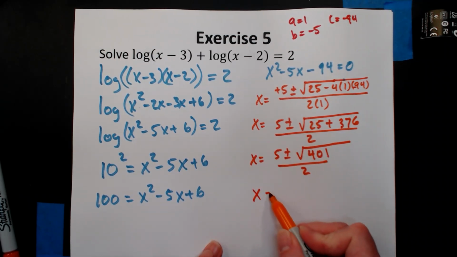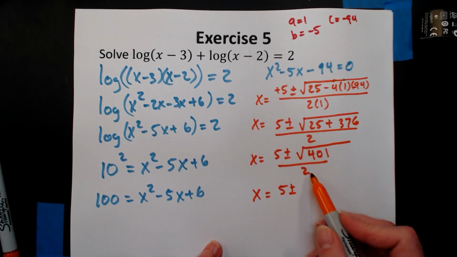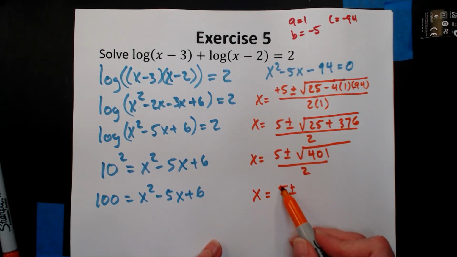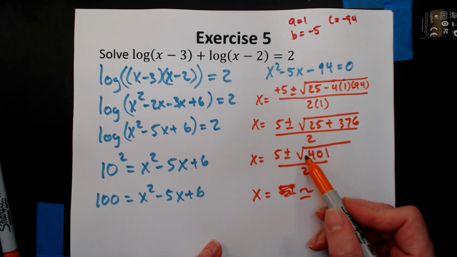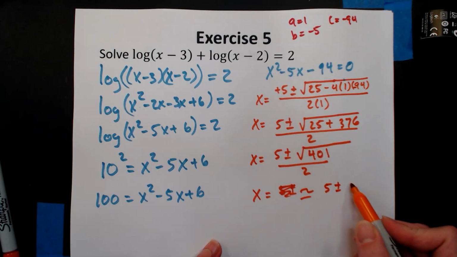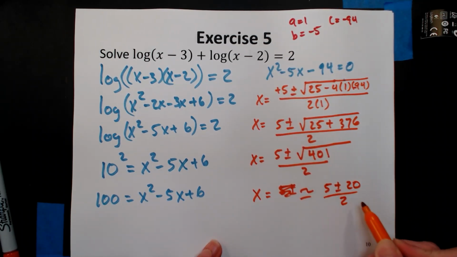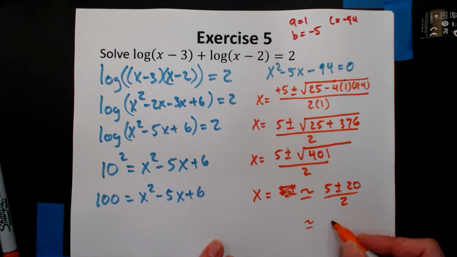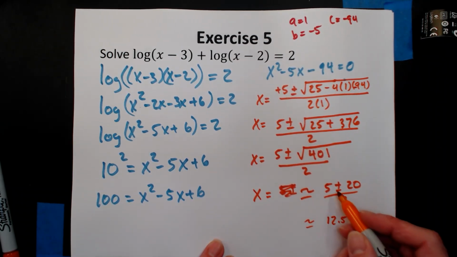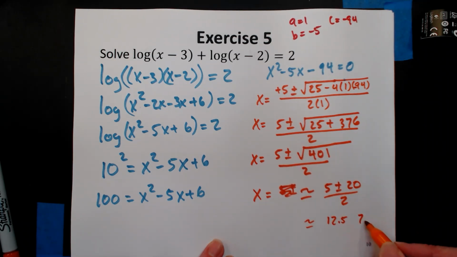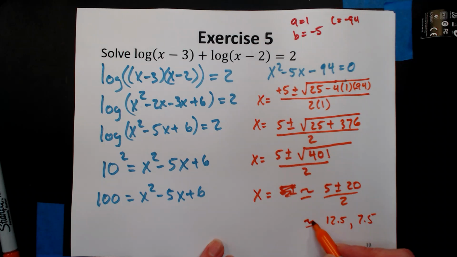We have x equals 5 plus or minus, and that's about all we can do because 401 is not a perfect square. But if we wanted to approximately think of this, the square root of 400 is 20. So this is approximately 5 plus or minus 20 all over 2. So basically you're approximately getting 25 over 2, which is 12.5, or negative 15 over 2, which is negative 7.5. So those are your approximate answers. It's not going to be quite that, but those should be your approximate answers.